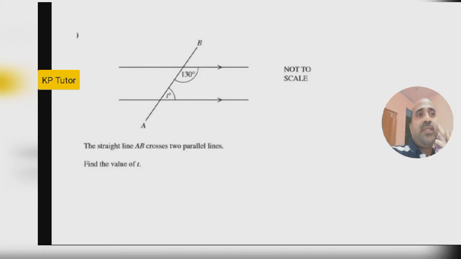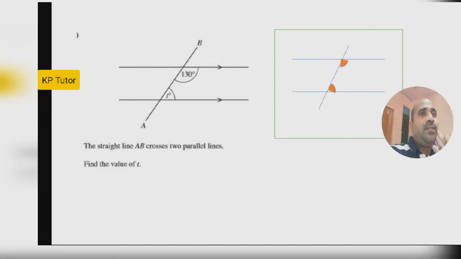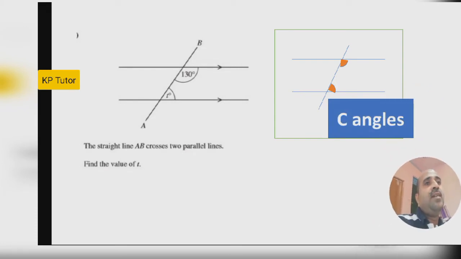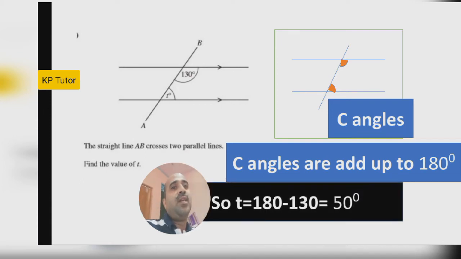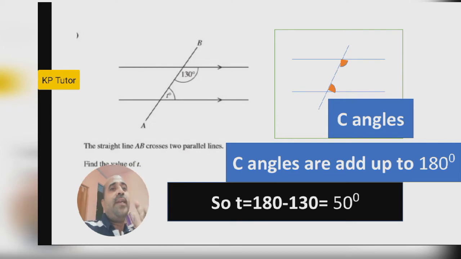This is also a question from parallel lines. This is not a Z angle, right? Check this figure. There are marked red angles. These are called C angles. C angles are not equal, you have to always remember that. C angles add up to 180 degrees. So what is the answer? It is equal to 180 minus 130, 50 degrees.